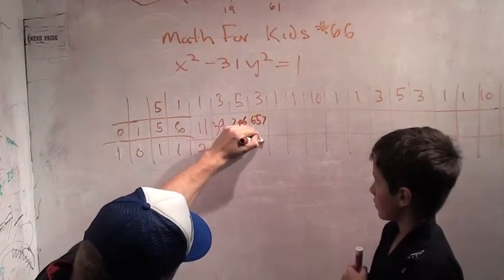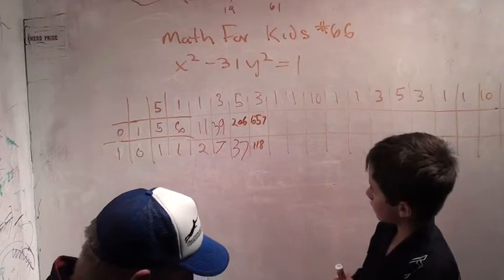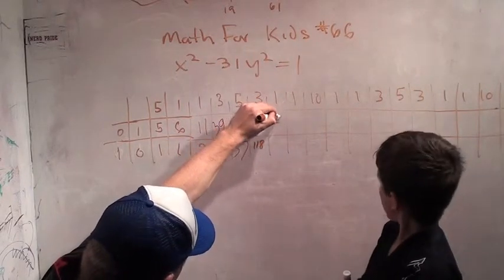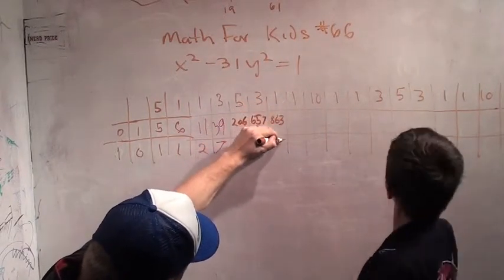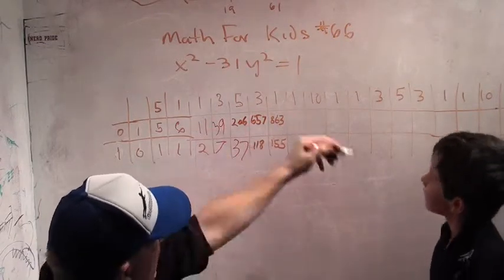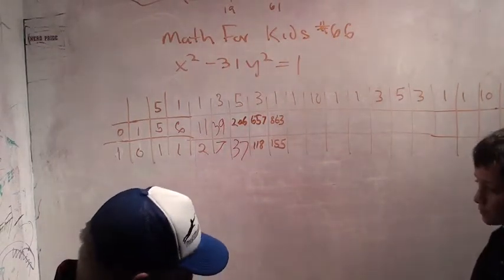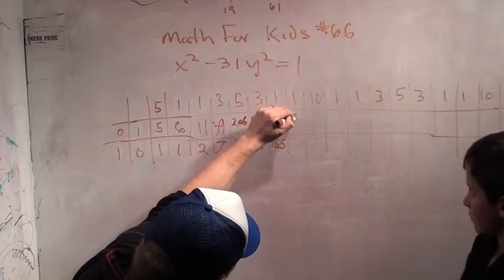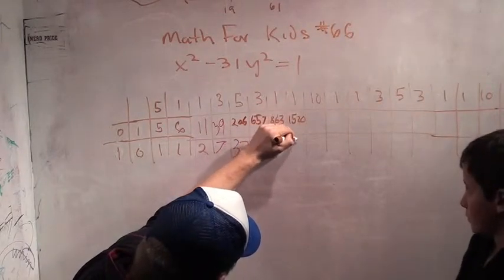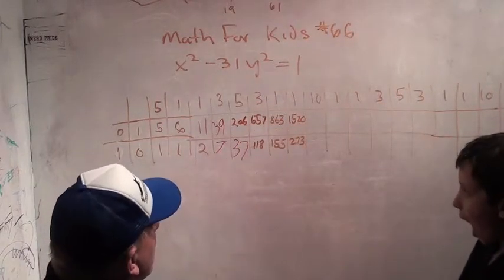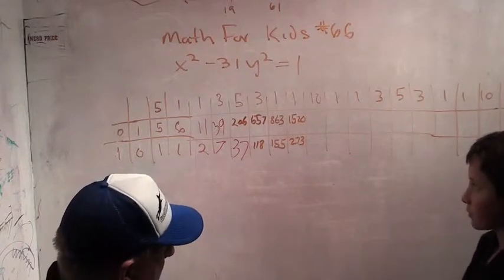The next one becomes 863 over 155. Well, no, it keeps going on for infinity. And this last one we're going to take a look at is 1,520 over 273. Whoa. Okay.